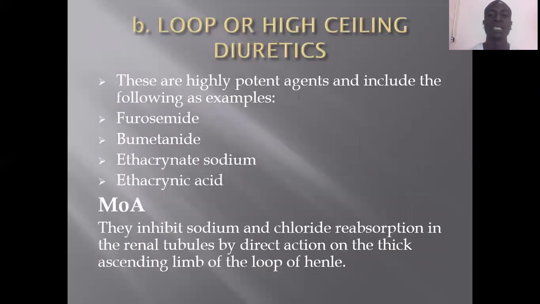The loop or high ceiling diuretics. The common drug in this category is furosemide. So we'll discuss furosemide. What usually happens when somebody is taking the loop diuretics is that they inhibit sodium and chloride reabsorption. So when sodium and chloride reabsorption is inhibited, it will lead to a reduction of the blood pressure.